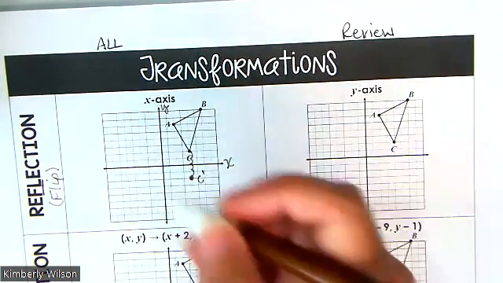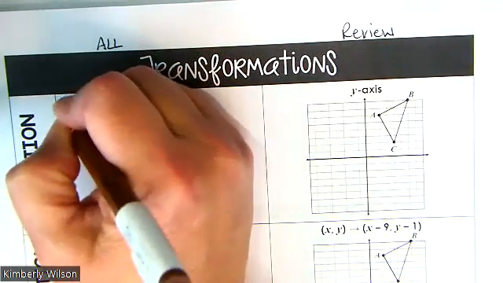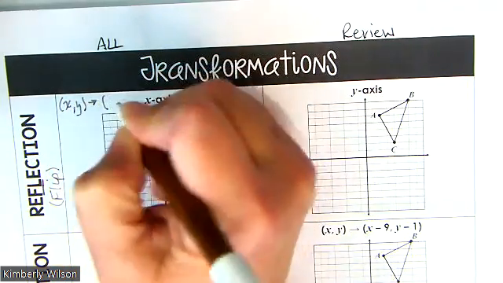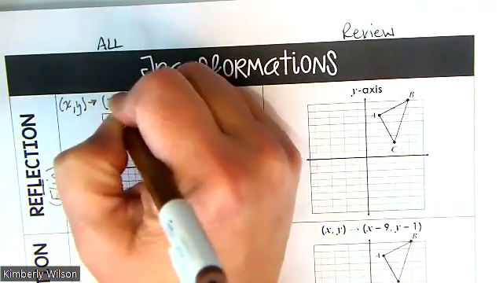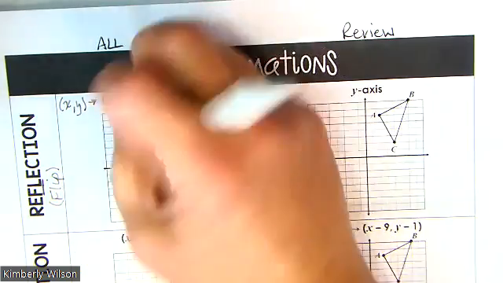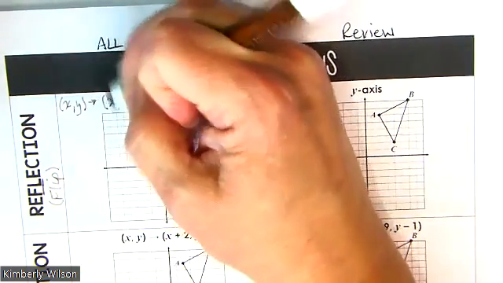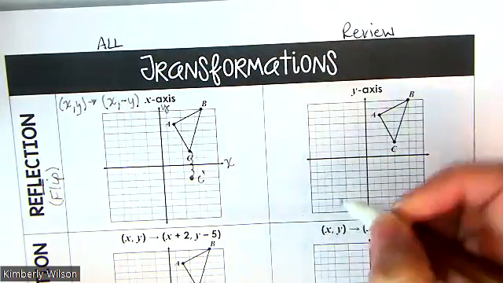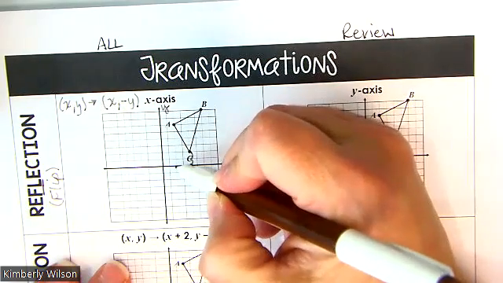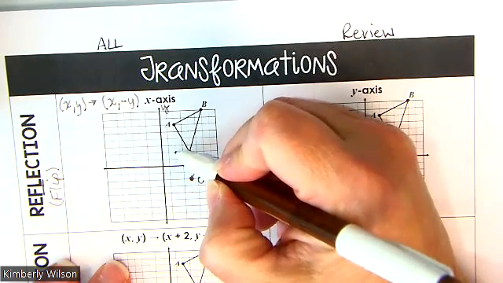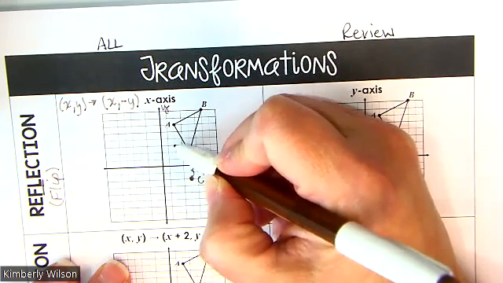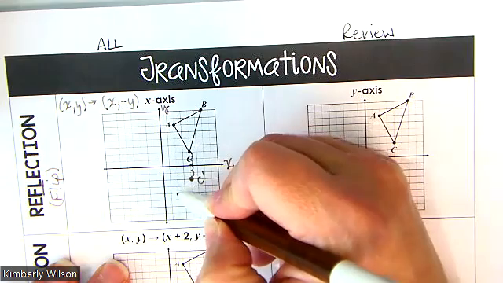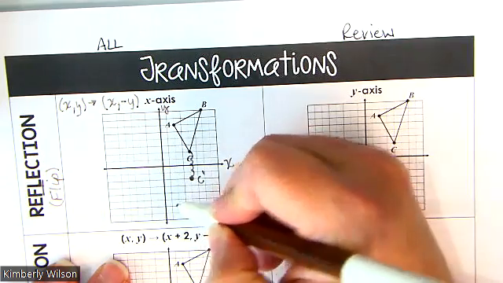Now, remember that our algebraic rule is x comma y. What happens is the x stays the same, the y becomes the opposite, which we write as negative the y value. So right now, A is at 2. It's going to stay at 2. It's currently at 6: 1, 2, 3, 4, 5, 6. So it's going to be at negative 6: 1, 2, 3, 4, 5, negative 6.